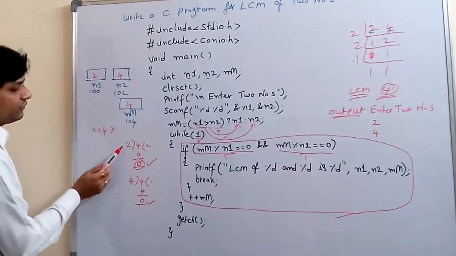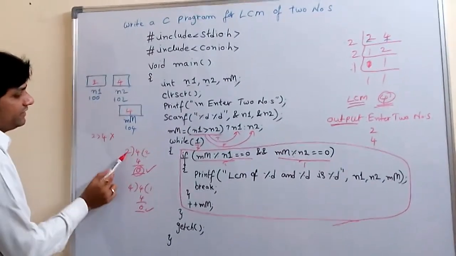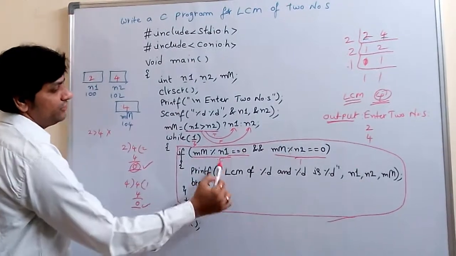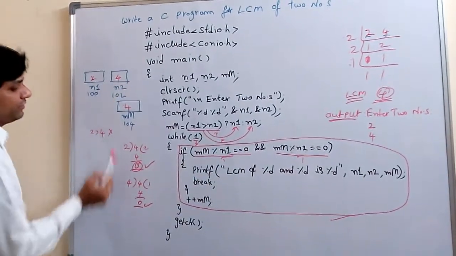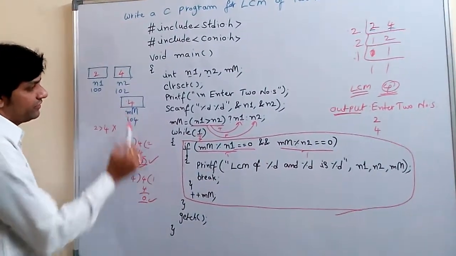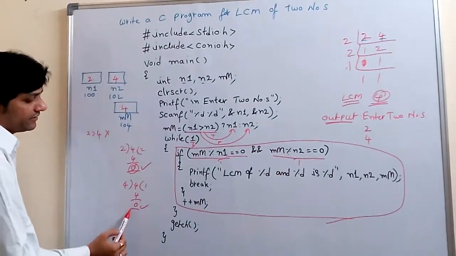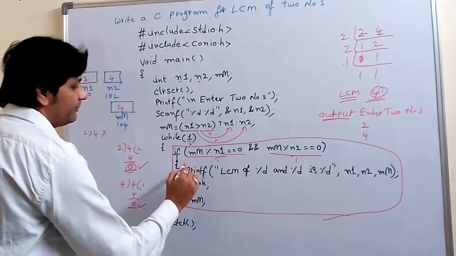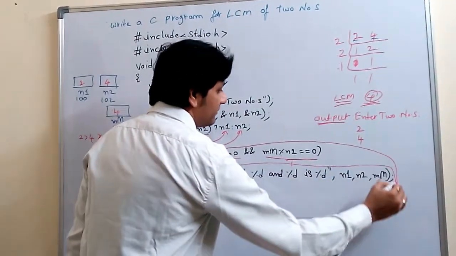First, nm modulus n1 with 4 gives the remainder 0, and 0 matches 0, so it is true. Second, 4 modulus 4, 4 divided by 4, gives the remainder 0, and 0 matches 0. Both are true, so it is going to print this particular statement.